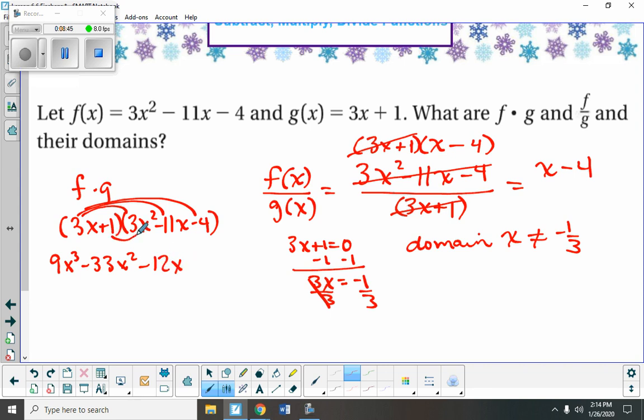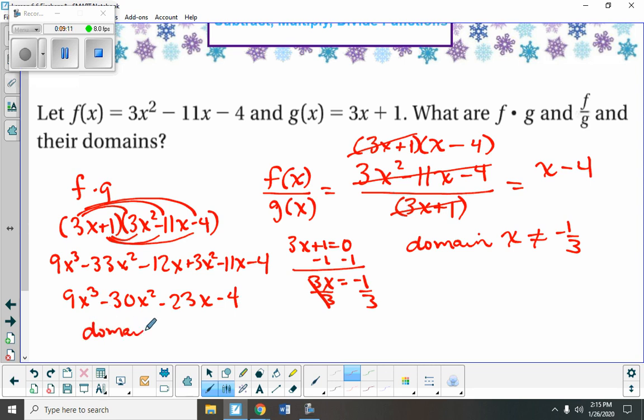And then we have to distribute the 1 through to everything. So plus 3x squared minus 11x minus 4. That gives us 9x cubed minus 30x squared minus 23x minus 4. So this would be the answer, and the domain would be all real numbers, because we could substitute any value in for x.